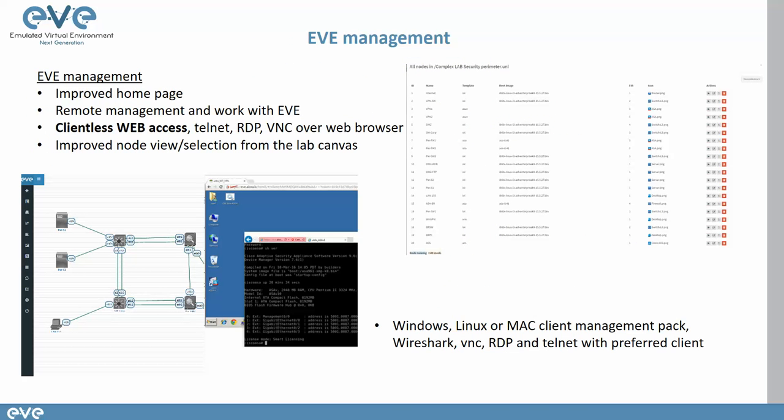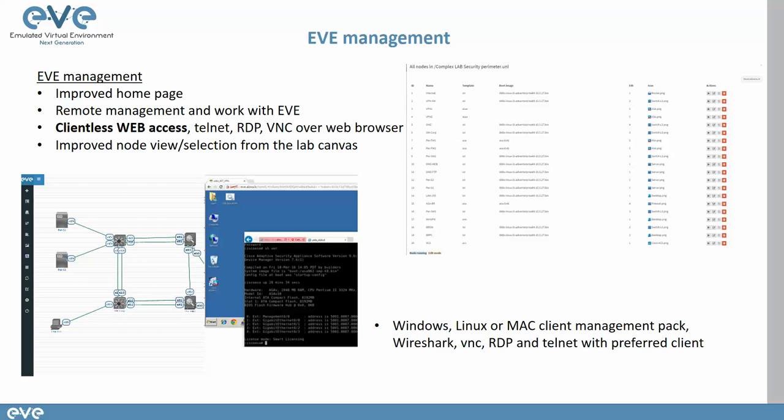EVE management: the most benefit of EVE management will be clientless web access. This means if you have, for example, some corporate machine where you are not able or are even forbidden to install something like telnet clients or VNC sessions, you will be able to do it on EVE because EVE will use web client access. Later I will show you how it will look. If you just click on a node, it will open a telnet session through the web, as well as an RDP session or VNC. Of course, Windows, Linux and Macintosh clients will be provided as well for your home PCs.